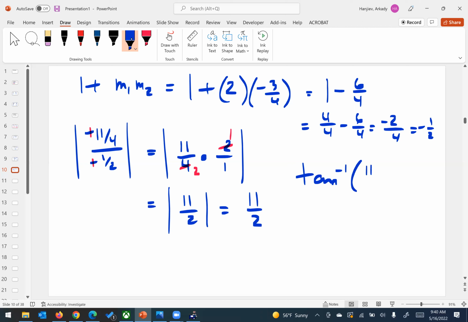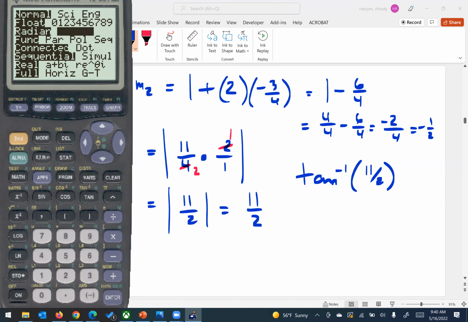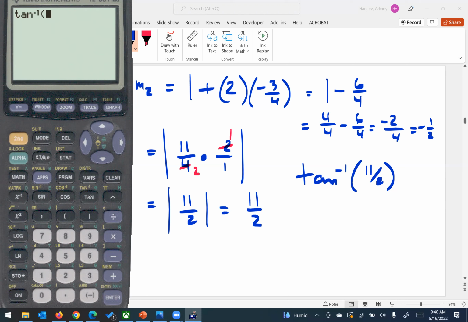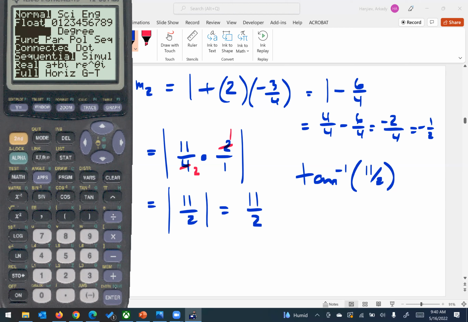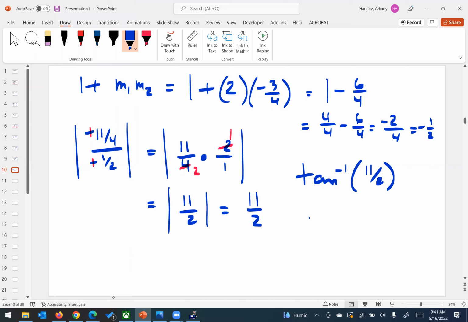In radian mode also? Let's do degree mode first, and then we'll do radian mode, just so we can see it here. So mode degrees and tangent inverse of 11 divided by 2, enter. Almost 80 degrees. That sounds about right. Now let's do this in radian mode. Tangent inverse of 11 divided by 2, 1.39. So the angle measurement between the two lines in radian mode is 1.39.